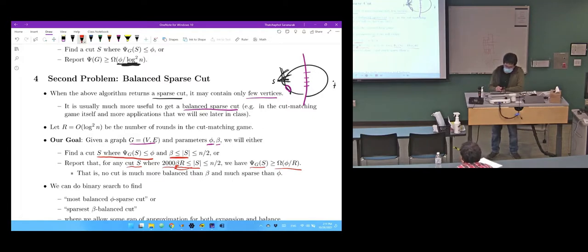So instead of saying that there is no such cut, it says that there is no cut which is much more balanced than beta and much sparser than phi. And by much here, it's not too much, just a log square factor away.